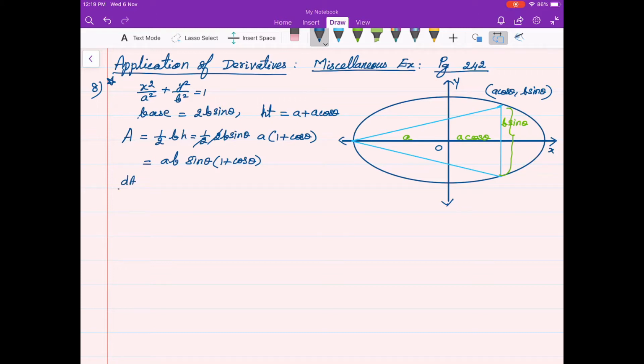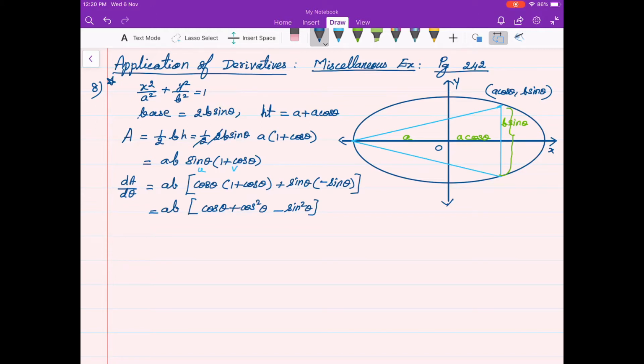Let us find the first derivative. With respect to theta, we are differentiating. a and b are constants. We are going to use product rule, u and v. u dashed is cos theta times v plus u into differential of 1 is 0, differential of cos is minus sin theta. We get ab times, let us open the brackets, cos theta plus cos square theta minus sin square theta.